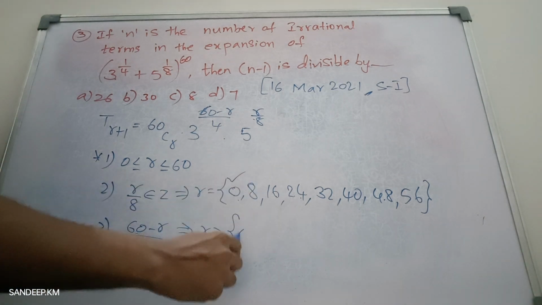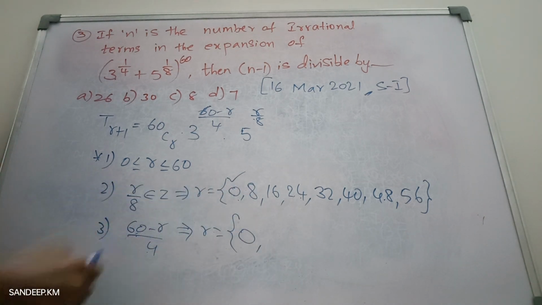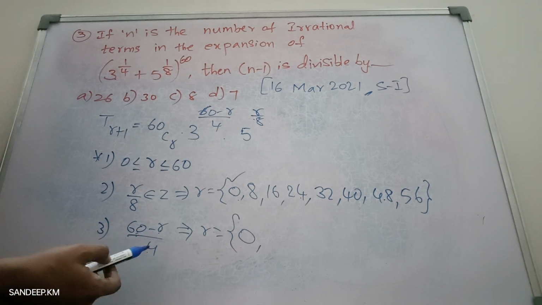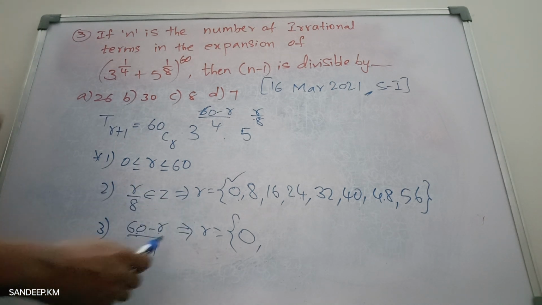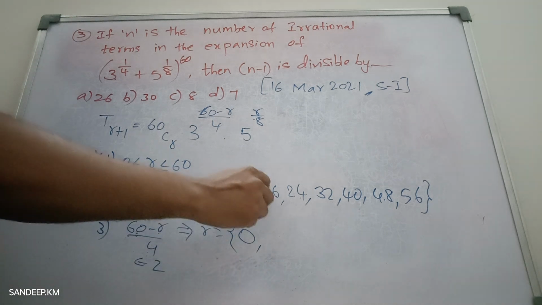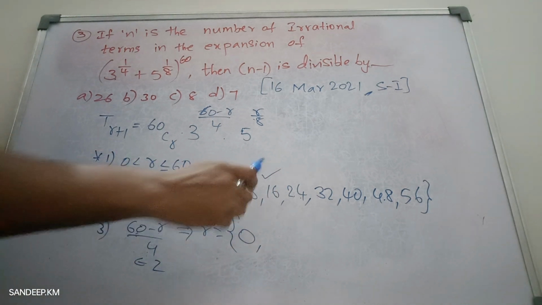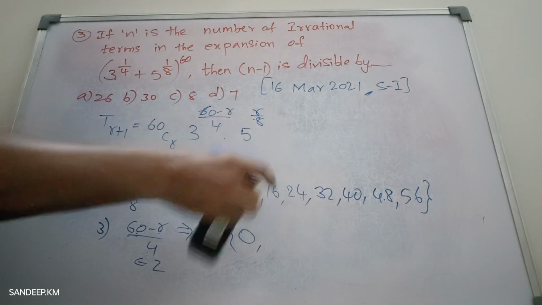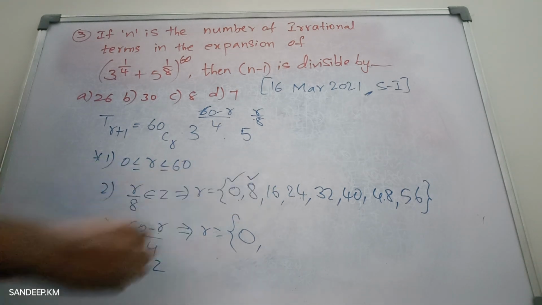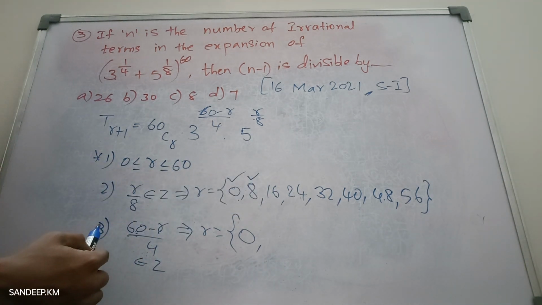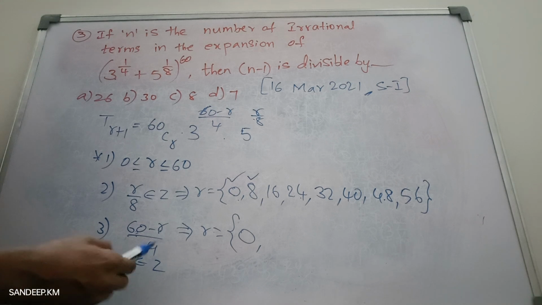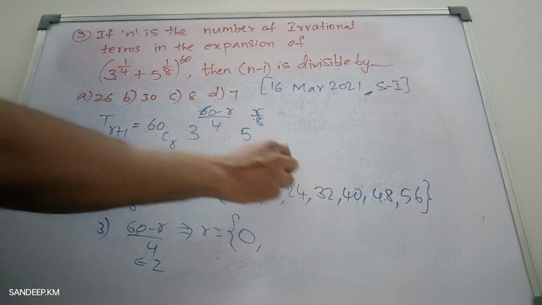So 0 is accepted. Next substitute 8. 60 minus 8 is 52. 52 by 4 is 13. Yes, that is also an integer. So 8 is accepted. Check with 16. 60 minus 16 is 44. 44 by 4 is 11. Again an integer. 16 is accepted.